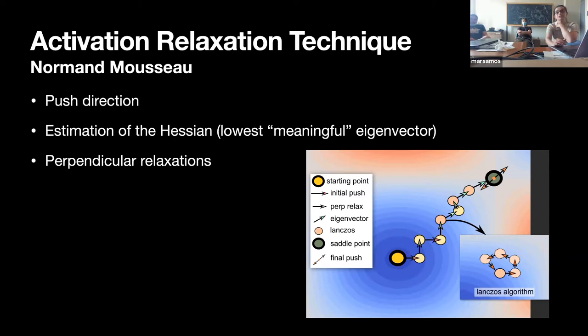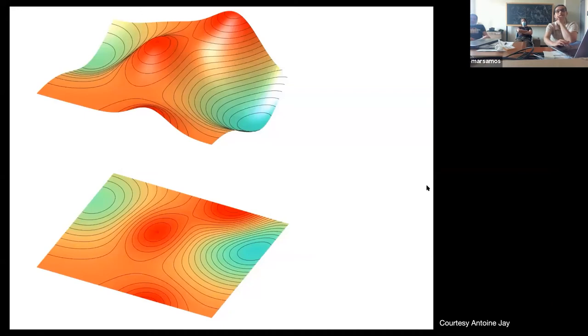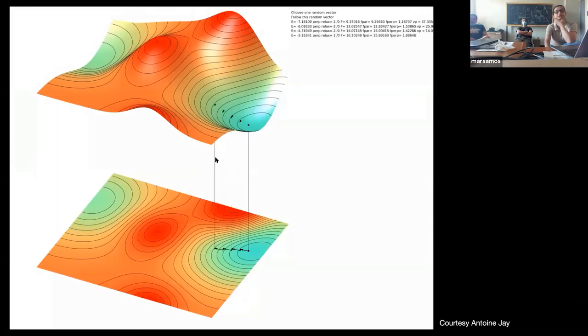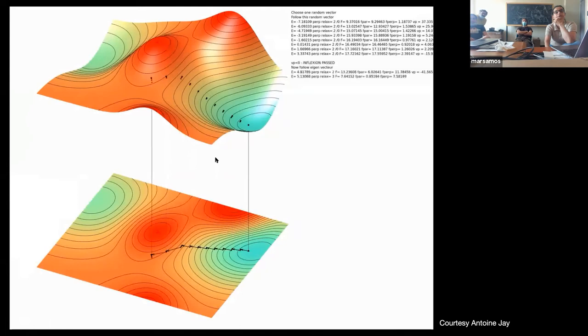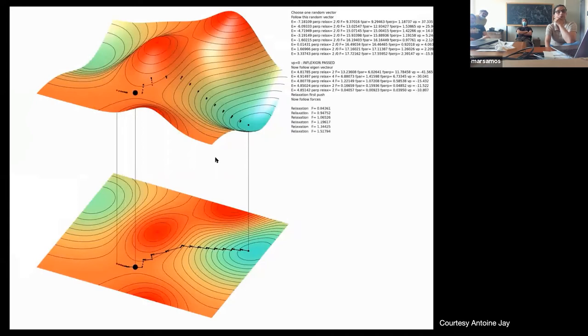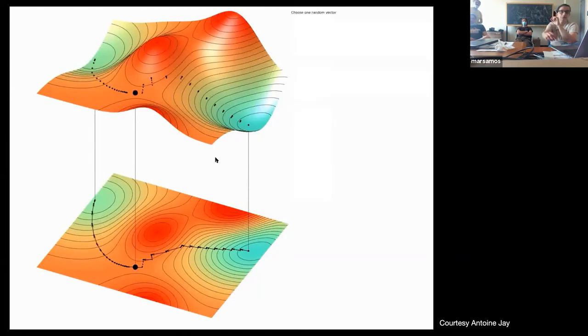One of the big advantages is, of course, if you almost know where the saddle point is, you can start a calculation almost at the saddle point, and then it should, in principle, converge fast. So this is a small movie just to show you how it works. You start with a jump direction, and then you have the perpendicular relaxation, in which you estimate the smallest eigenvector of the Hessian, and you start smoothly following the smallest eigenvector of the Hessian. And then, of course, you converge to the saddle point, and once you find the saddle point, you just push and you find the other minimum.